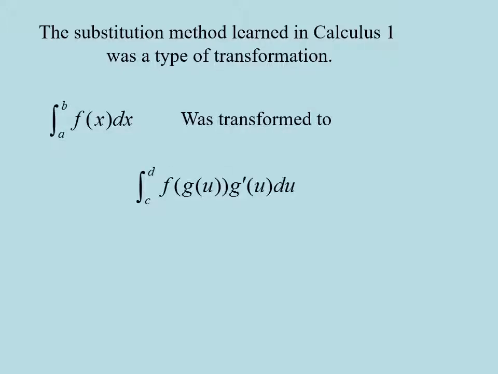Back in Calculus 1, we learned the substitution method. If we had an integral involving x, we could change that using what we called a u substitution. We would let u be some function of x, and then we would convert our integral into one that had a different function, this time of u, different limits on the integral, and some other factor.